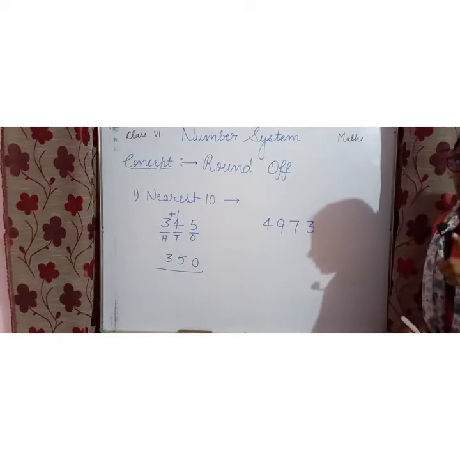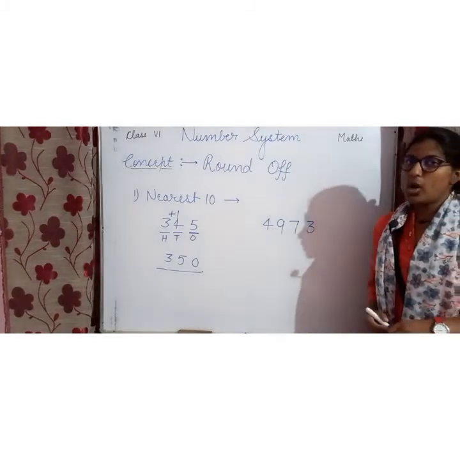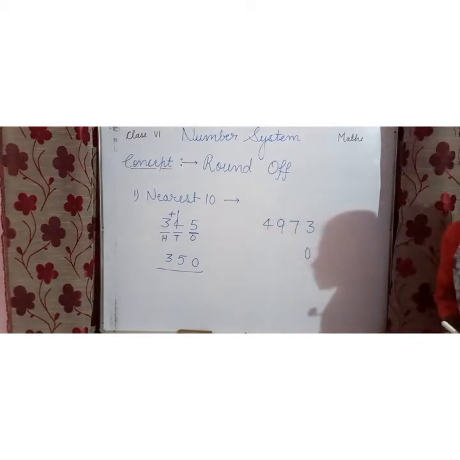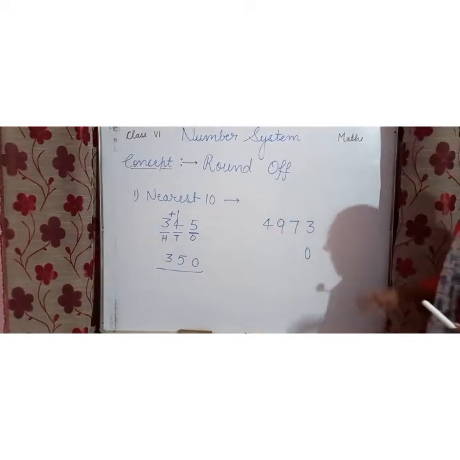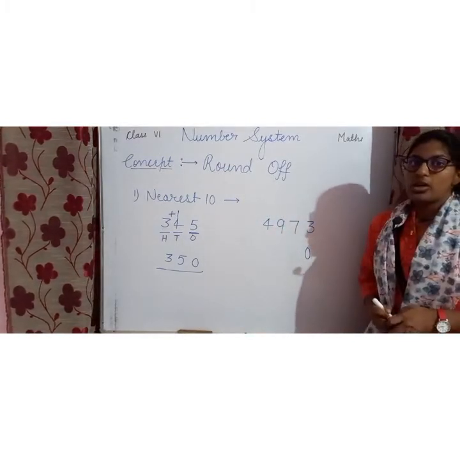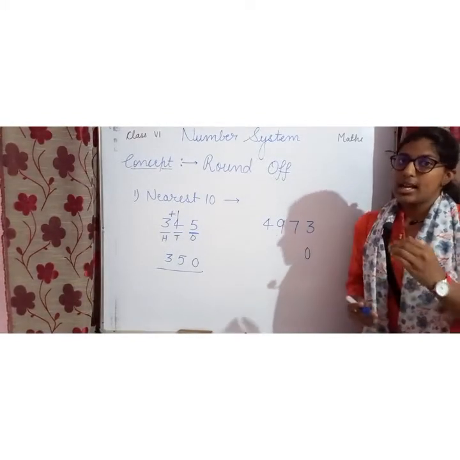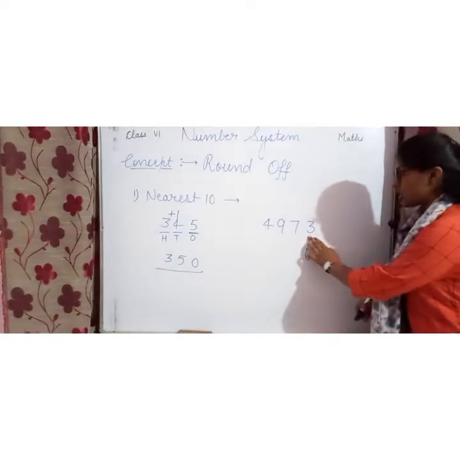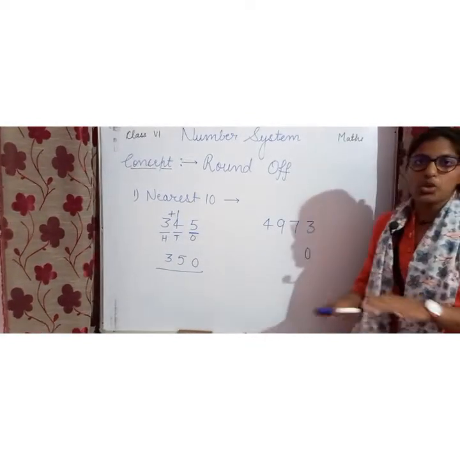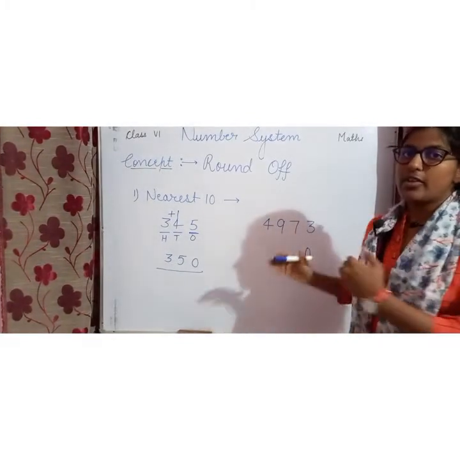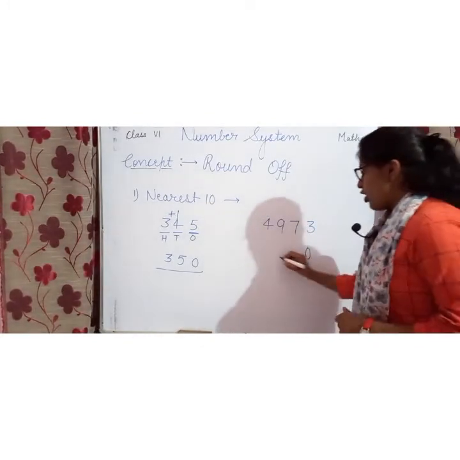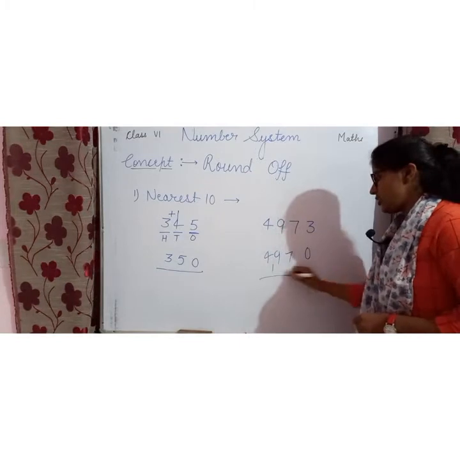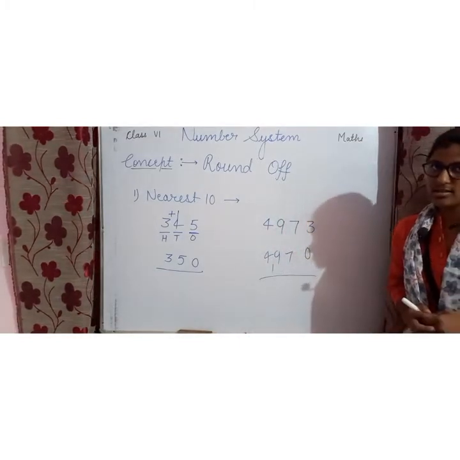4973. Rule number 1, we are putting 0 at the ones place. So you put 0 here, at the ones place. Rule number 2, we check it. At this ones place we have a digit that is lesser than 5 or greater than or equal to 5. You can see here 3 is lesser than 5, so no need to make any kind of changes. We write all the digits as they are, 497. Okay, so 4970 is your correct answer.